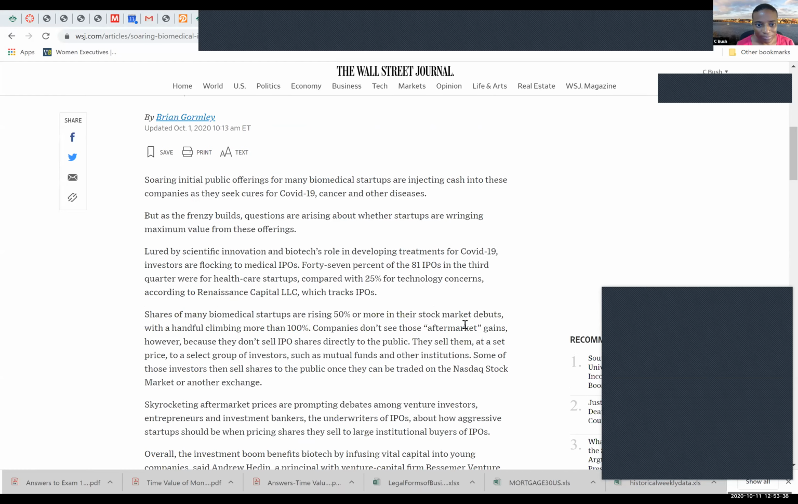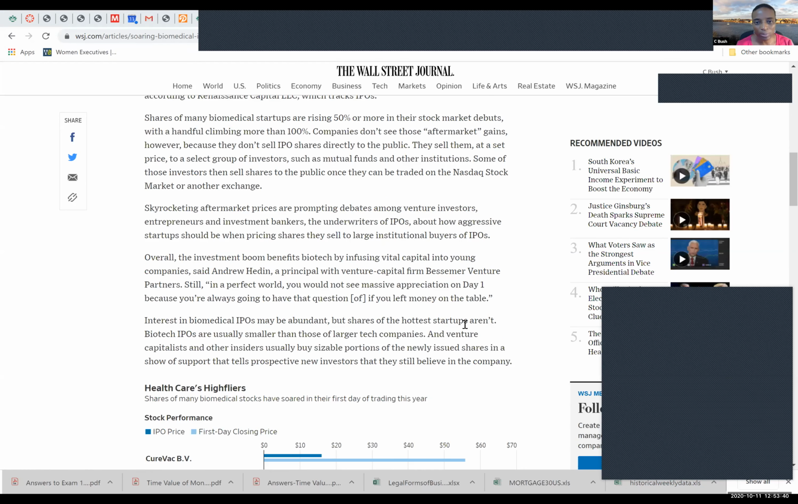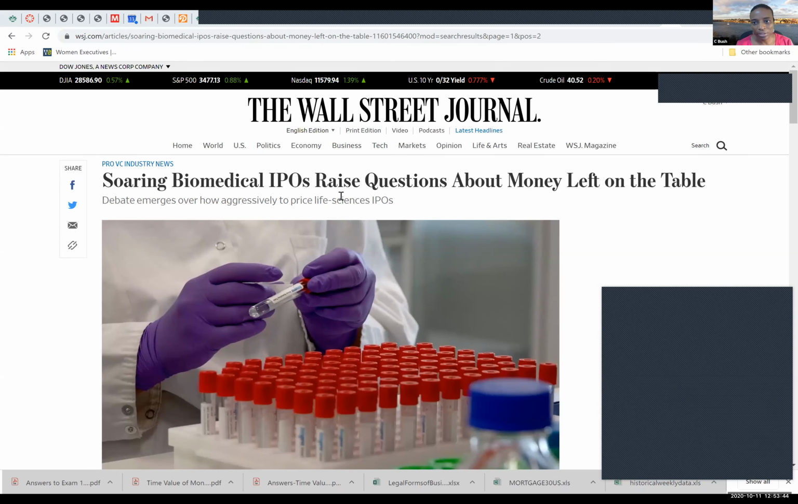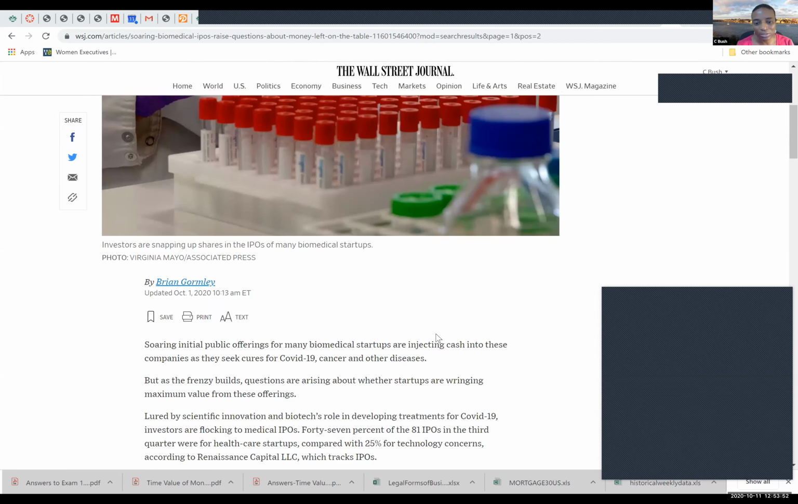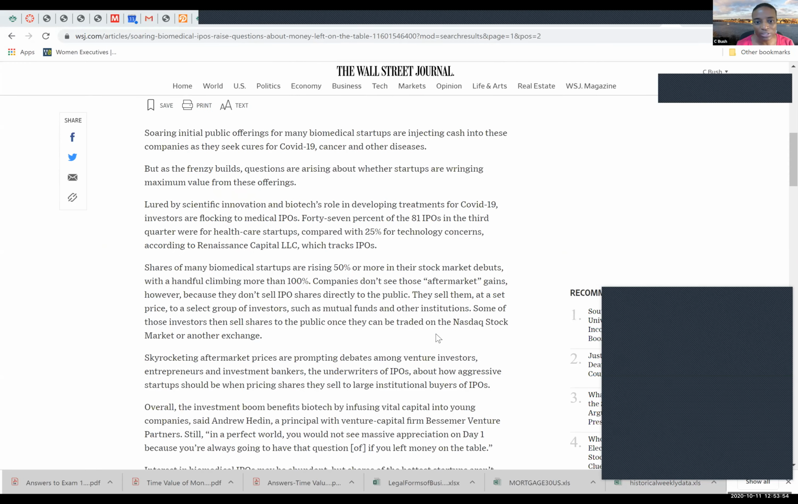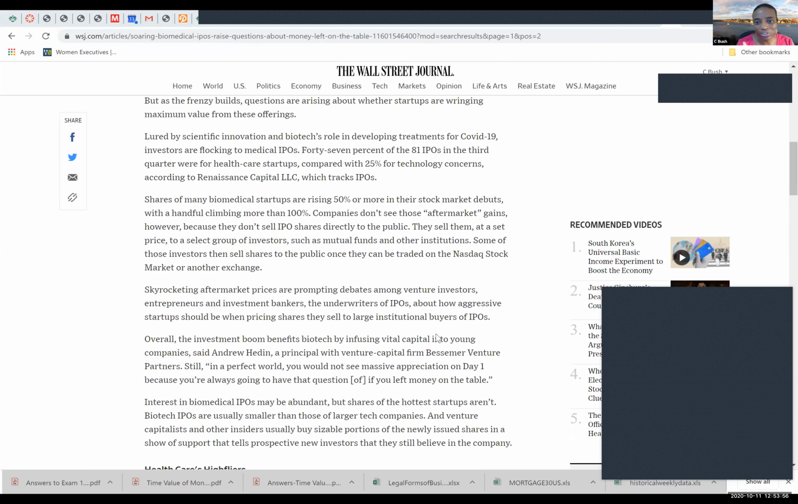Okay, so to get at your question of, well, how else could I put it? So this is a newspaper article I think I showed everybody in class. Soaring biomedical IPOs raise questions about money left on the table. Money left on the table is the underpricing. So this article is all about how all these IPOs have been done and they were underpriced.